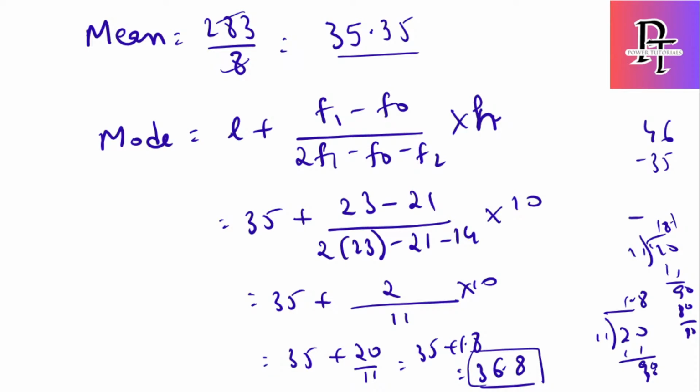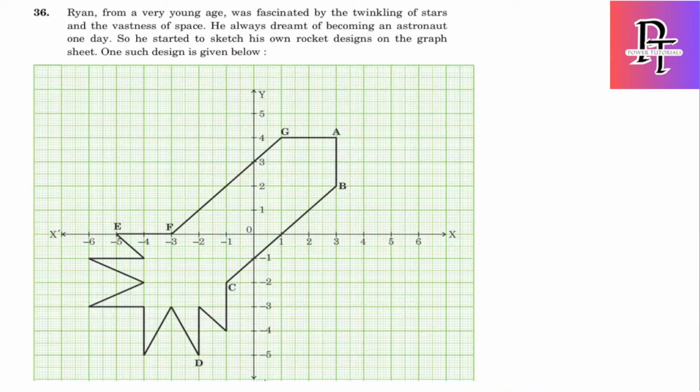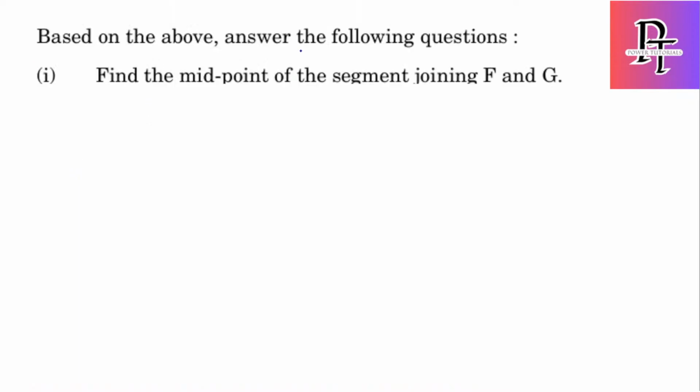Okay, let's go to the next one. From here, these are the case study questions. We have a total of 3 case study questions and each carries 1 mark. Let's solve the first one. Ryan has a very strong gaze, is fascinated by twinkling stars and the vastness of space. He always dreamed of becoming an astronaut one day, so he started to sketch his own rocket design on the graph sheet as shown in the figure. Based on the above figure, answer the following questions.